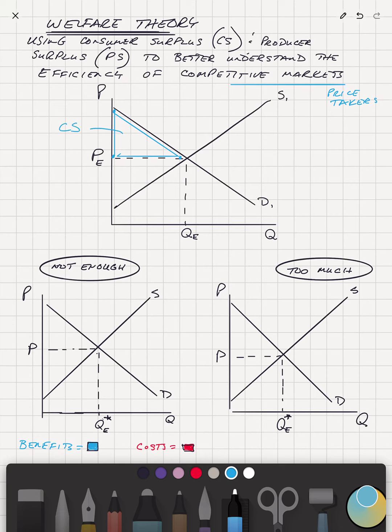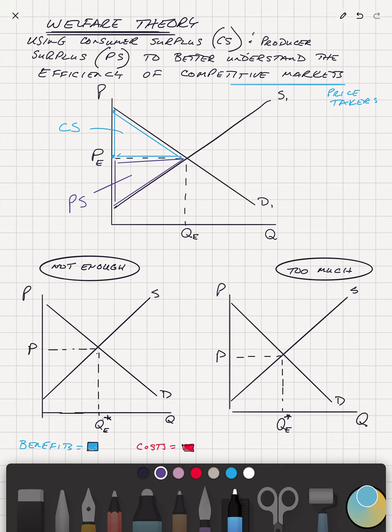And producer surplus, on the other hand, is the difference between the supply curve, the minimum acceptable price that sellers are willing and able to accept, and the price in the marketplace. So we can see that right here is, let's use purple, this triangle bounded above the supply curve but below the price, and this is producer surplus.